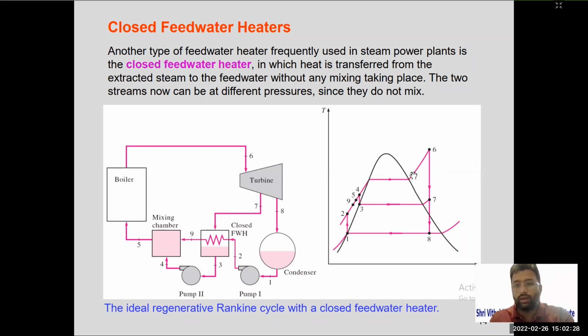Point number 5 is the inlet to the boiler. The water is heated and superheated to point number 6. Point 6 is the inlet to the turbine. The steam is expanded up to point number 7. Then some part of steam is extracted and passed to point number 3. The remaining steam is further expanded and we get point number 8, which is the entry to the condenser. The steam is condensed to water and then the cycle repeats. So draw this schematic diagram, and draw this TS diagram also. The net effect is to increase the temperature of feed water.